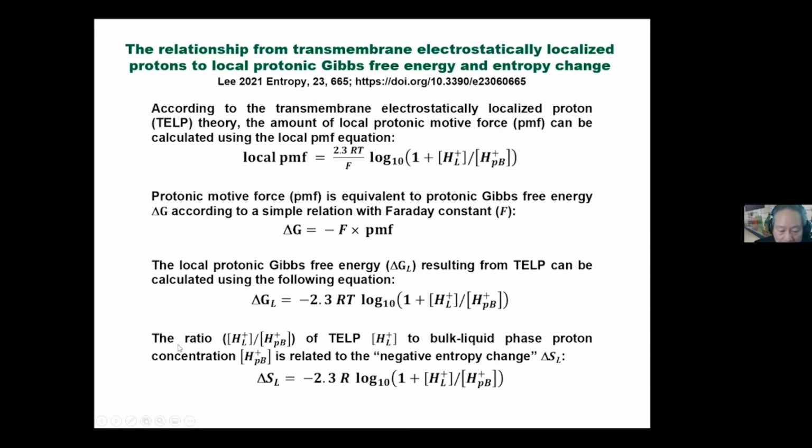And that's actually the ratio of the localized protons over the proton concentration in the bulk phase, in the bulk liquid of this system. Basically, the transmembrane electrostatic local protons versus the bulk phase protons is related to what is called a negative entropy change. It is now mathematically defined.